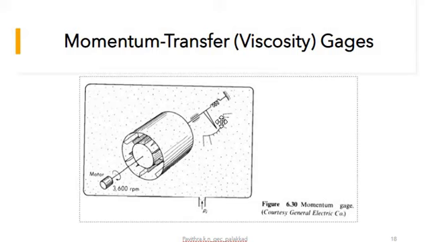So this is the scale you can see here. The scale is non-linearly calibrated because most of the range is about 10 raised to minus 2 torr. Here the viscosity is not proportional to pressure, and we need not consider that.